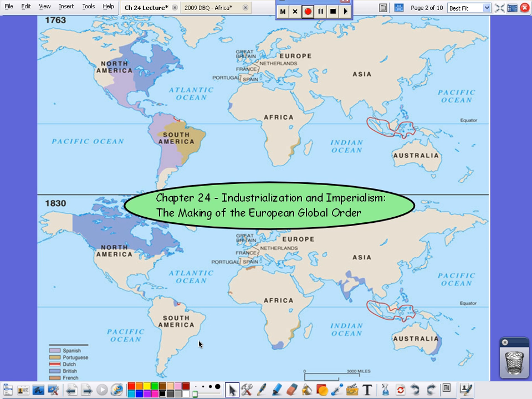Because by 1830, what's happened over here? American Revolution. So the British are gone. The United States is now here. All through here, you're having revolutions that are kicking out who? The Spanish and the Portuguese, and claiming their independence. So what do we see? We see the Europeans head over here and begin to do the same thing that they used to do over here.